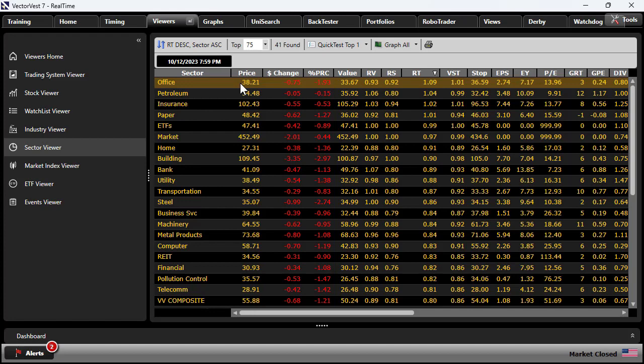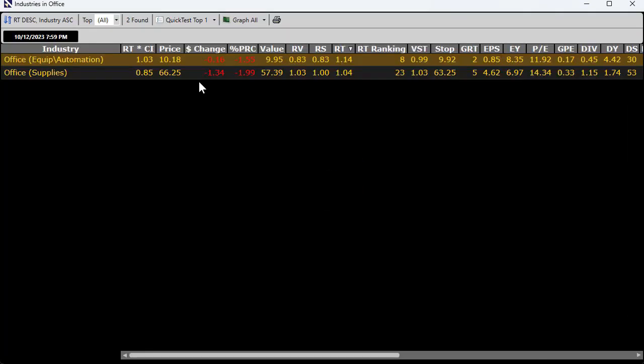Now, with the RT score of 1.09, if the chart looked favorable, I would dive in a little deeper to the office sector. So if I double clicked on the office sector, that gives me, in this case, both industry groups in that sector. And we rank the industry groups in each sector by relative timing as well. Now, we assign an RV and an RS, a VST, of course, and analyze sectors and industries the same way we would individual stocks. But the RT indicator is really the key. It's really the indicator that you want to favor.